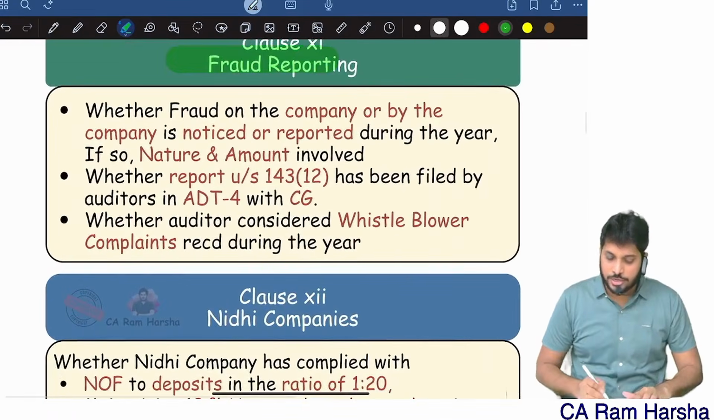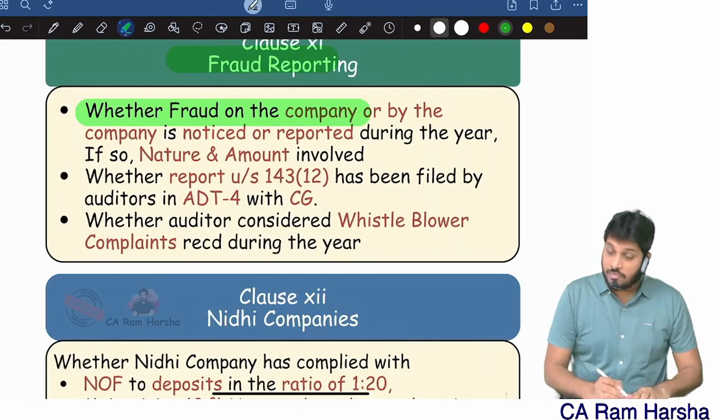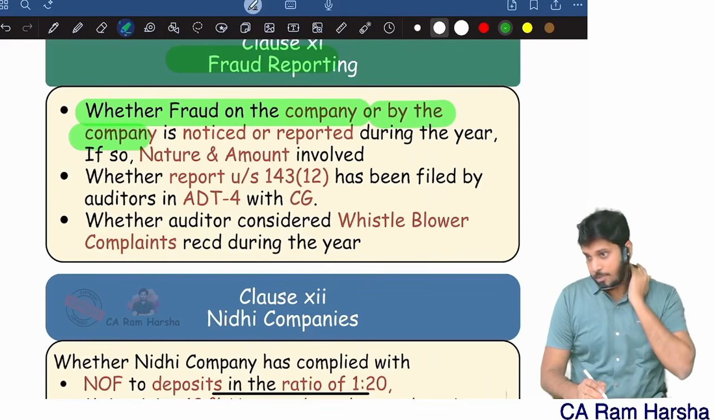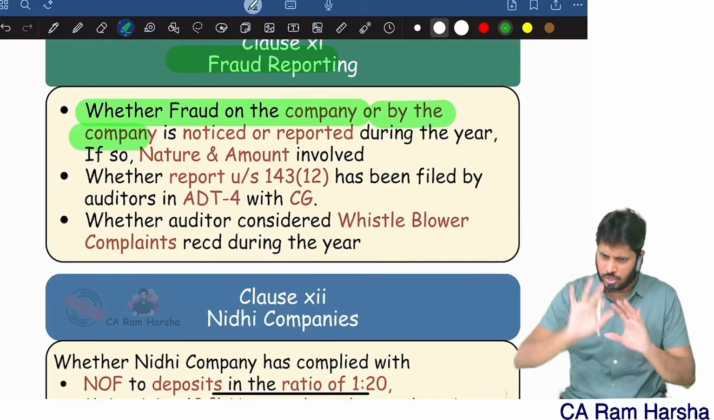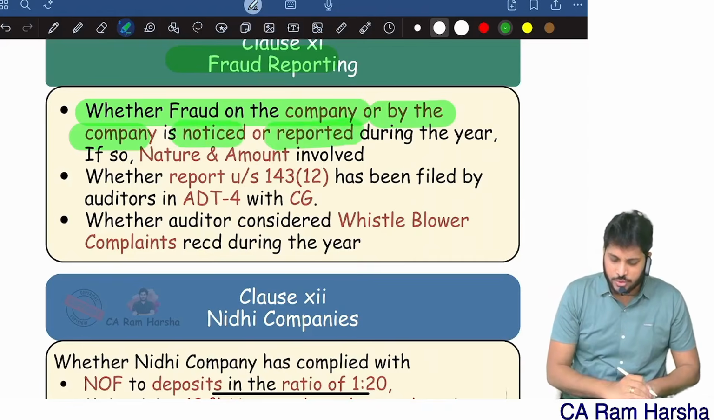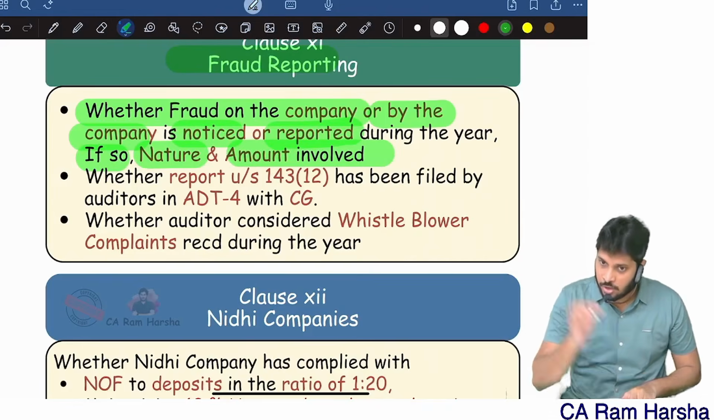Then fraud reporting, whether fraud on the company or by the company. For a company, fraud can happen on the company or company management would have done fraud on third parties. Whatever it is, was it noticed or reported during the year? If so, what is the fraud, how much amount involved, who are the parties involved, mention that.